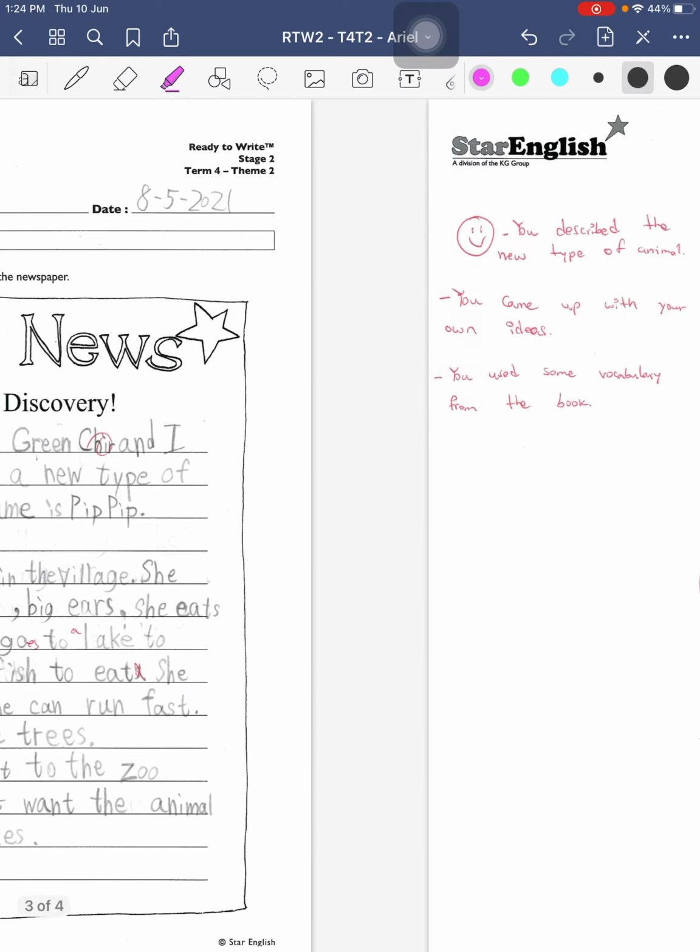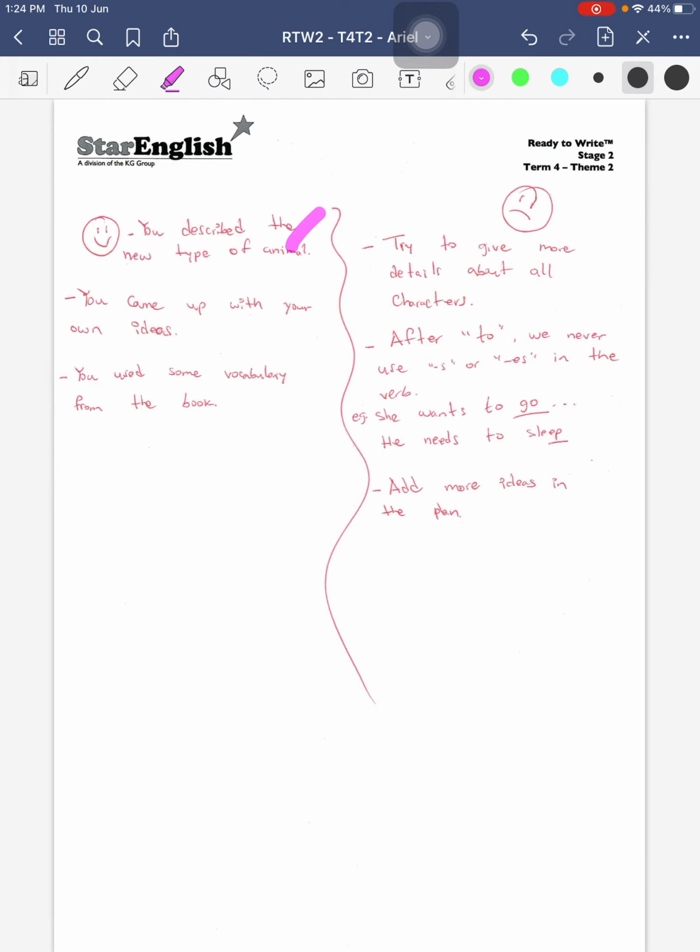Now, over here, you described the animal a little bit, you came up with your ideas, and also used some of the words, but you could have used more. So try to remember, you can always go back to the pages and check which structure we're using or what new words we can use as well.